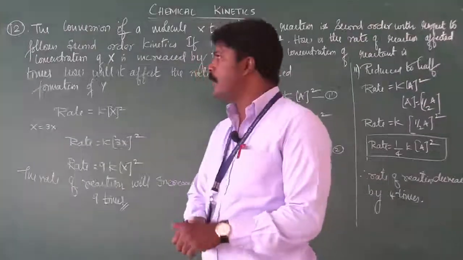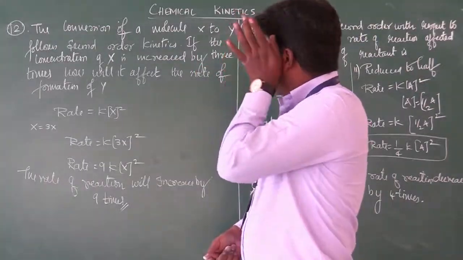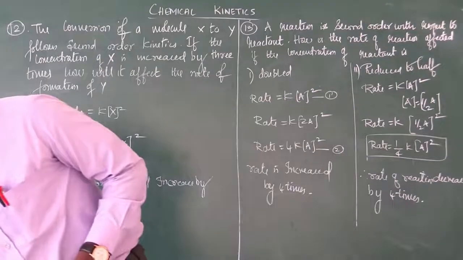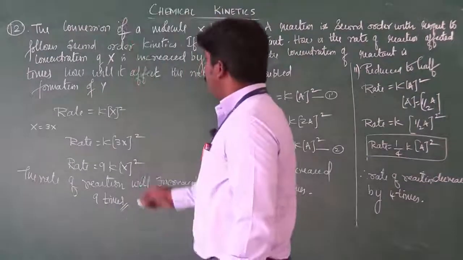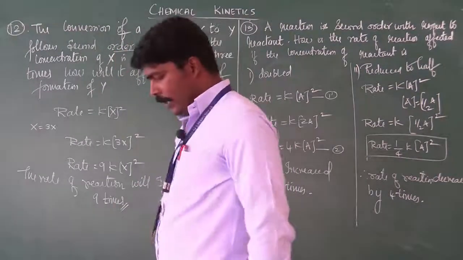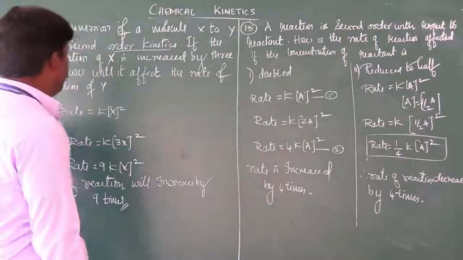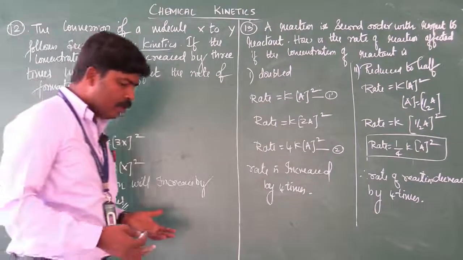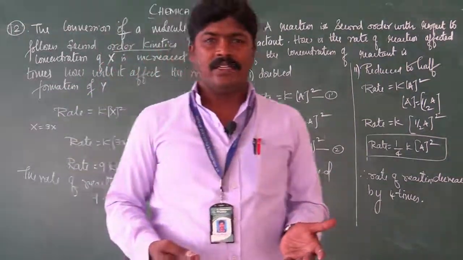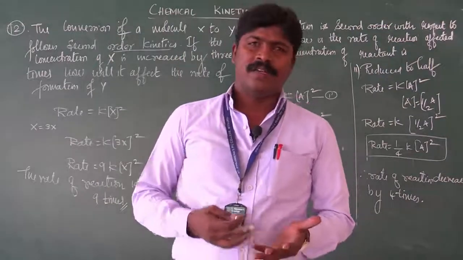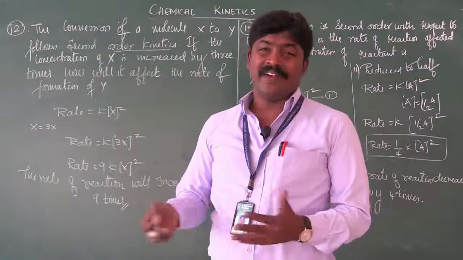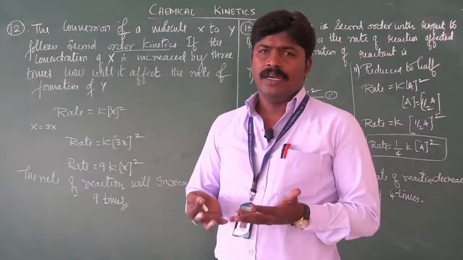The last type, of course: the conversion of molecule X to Y follows second order kinetics. This is very important for us, follows second order kinetics. Now listen to me here. If the concentration of X is increased by 3 times, so I am increasing the concentration. You know, there are 4 factors which affect the rate of a reaction: concentration, catalyst, temperature and pressure. It may increase or decrease depending on the concentration.